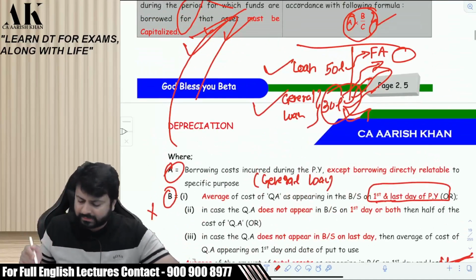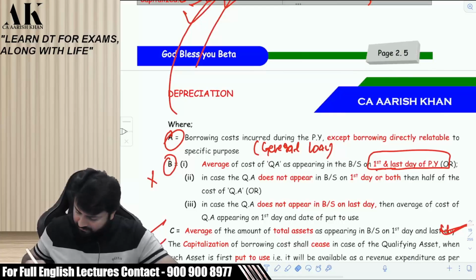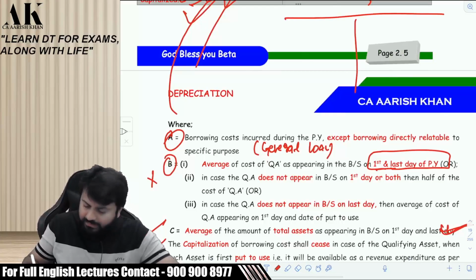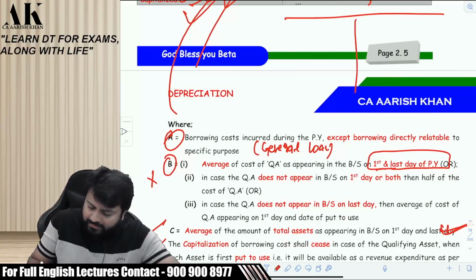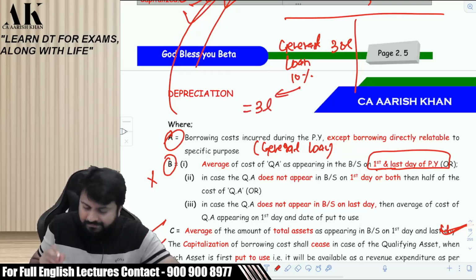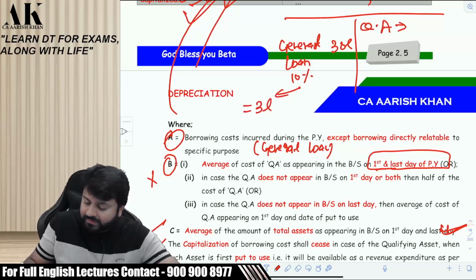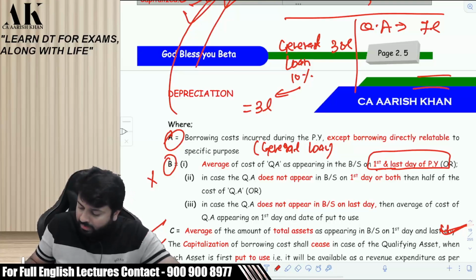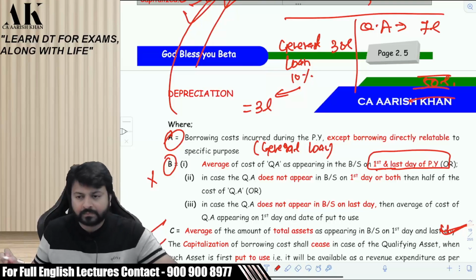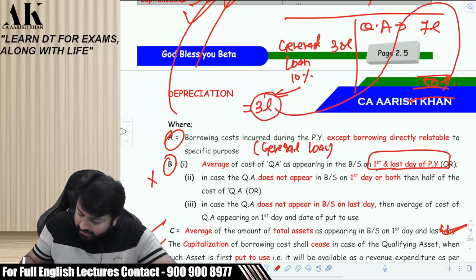It's very common sense. Listen carefully. This is the balance sheet, right, beta? And there is a general loan here of 30 lakhs, at 10% interest. Therefore, the interest on this will come to 3 lakhs, right? Pay attention. Out of it, there is a qualifying asset here of say 7 lakh. And the total of the balance sheet is say 50 lakhs. So, it's very common sense. The 3 lakh interest will be apportioned in this ratio only, na?